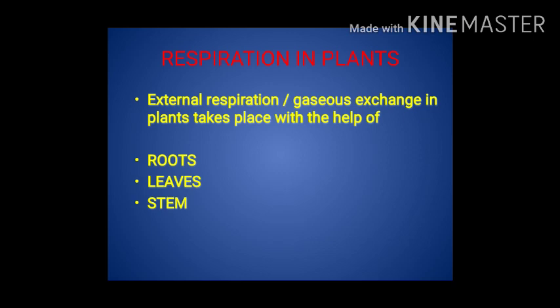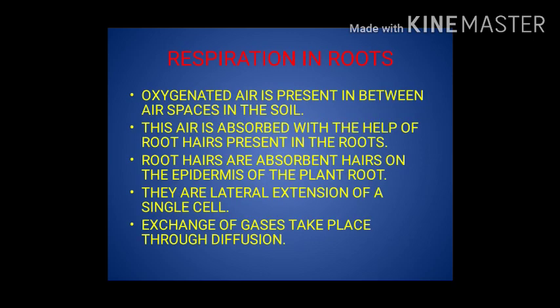Now talking about respiration in plants, they have external respiration or gaseous exchange, and this takes place with the help of roots, leaves and stem. Now we can speak about respiration in roots. Oxygenated air is present in between air spaces in the soil. This air is absorbed with the help of root hairs. Root hairs are absorbent hairs on the epidermis of the plant root. They are lateral extensions of a single cell. Exchange of gases takes place through diffusion.